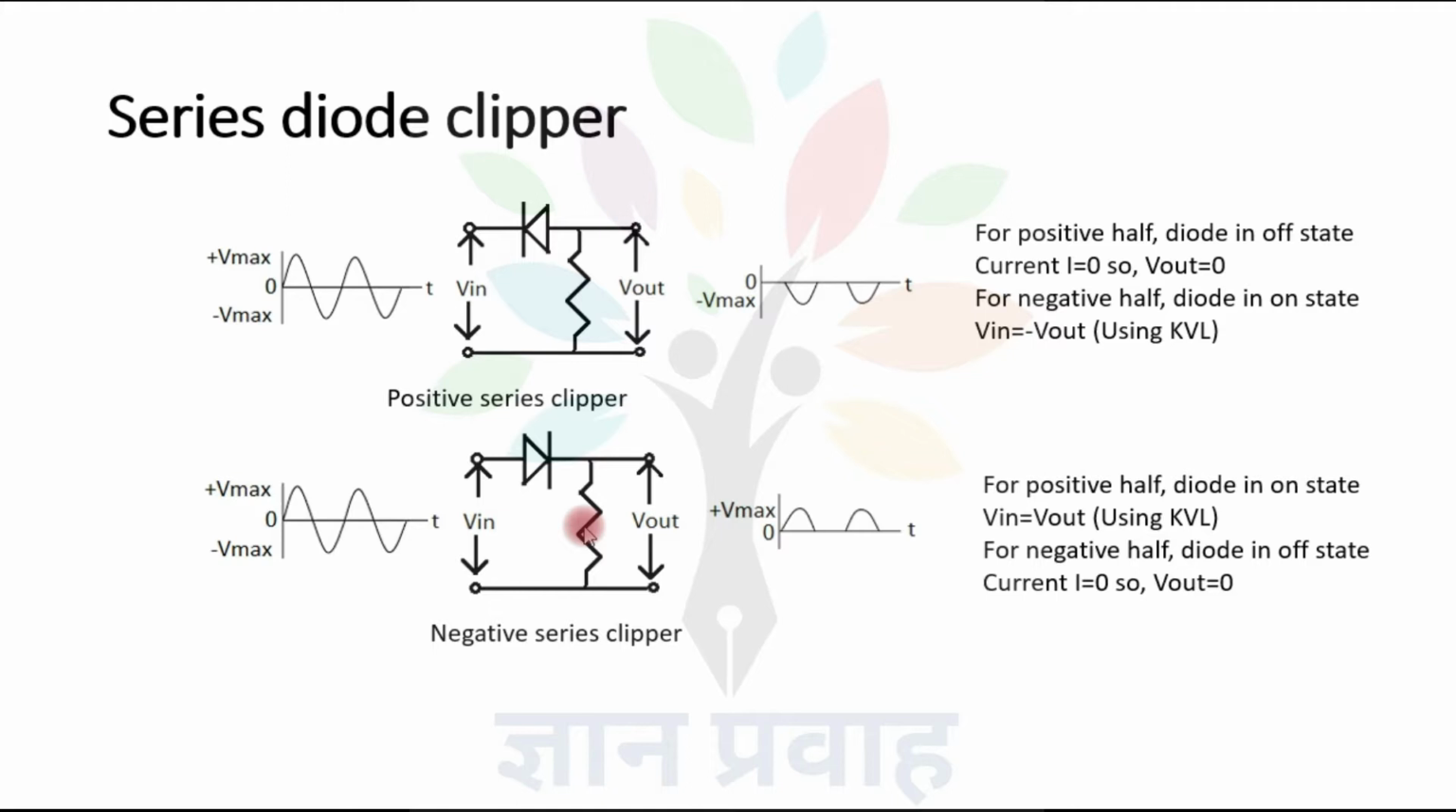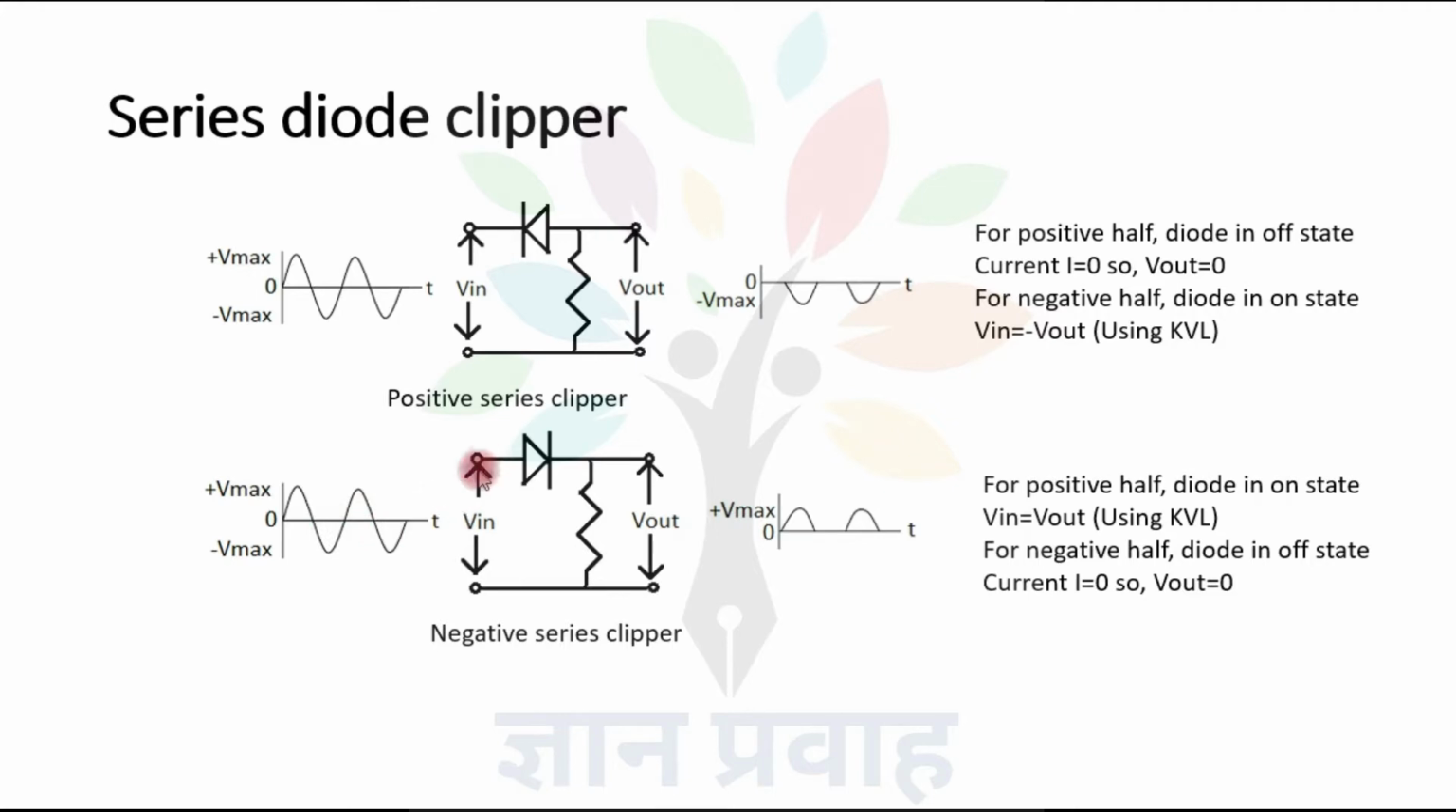In the negative clipper circuit, the direction of the PN junction diode is just reversed as compared to the positive series clipper circuit. So for the positive half cycle, this PN junction diode is operating in on state. It means by applying Kirchhoff's voltage law in this loop, V in equals V out, and the maximum value of V in is V max. So the maximum value of V out is V max for positive halves.